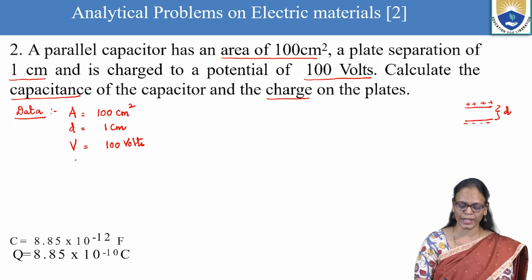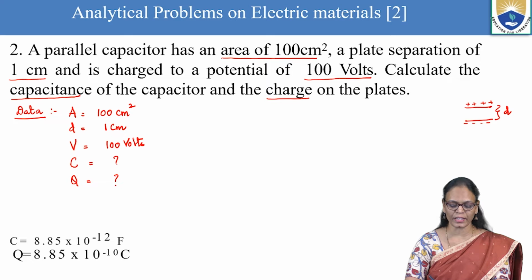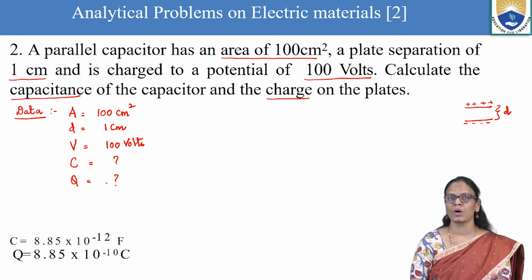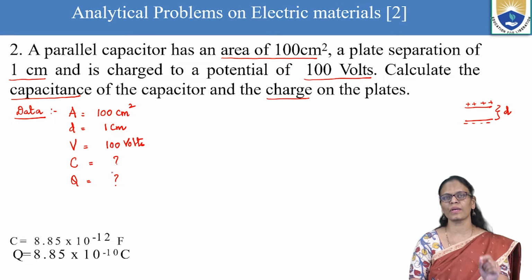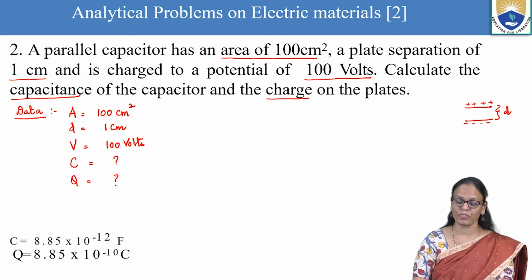So what we have to calculate now is C, and also we have to calculate the charge Q. So we have the data given and what we have to find. One more thing we have to understand is, whenever we are doing the numericals, we also have to check the units of different physical quantities. All of them have to be in the same units, and most of the time we do the numericals in SI system. So before proceeding to solve it, we will first convert them into SI system.